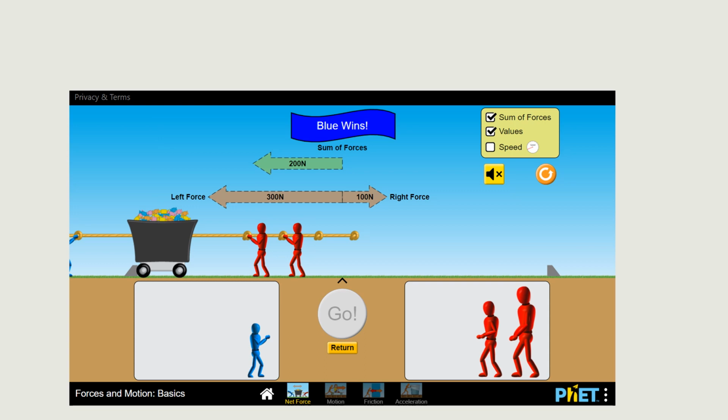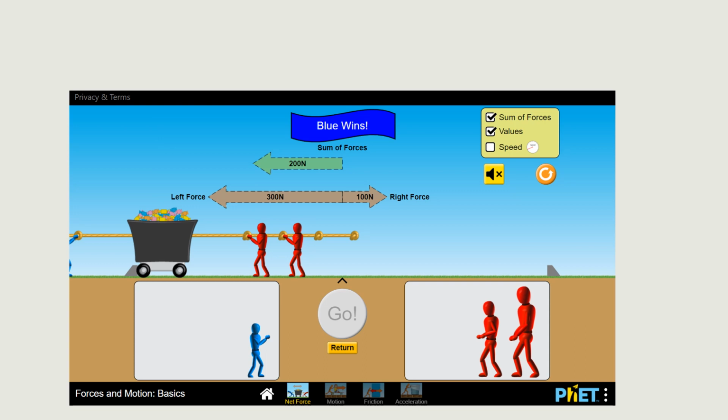If you notice here, the chart is not moving. Why is the chart not moving? Because the amount of force applied from the left and right side is the same, 100 newtons, meaning that the resultant force in this case is 0. That's the reason why they are not moving.